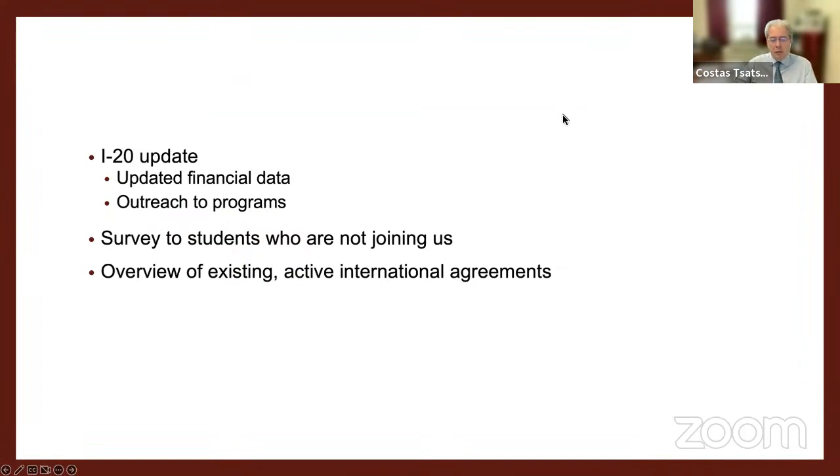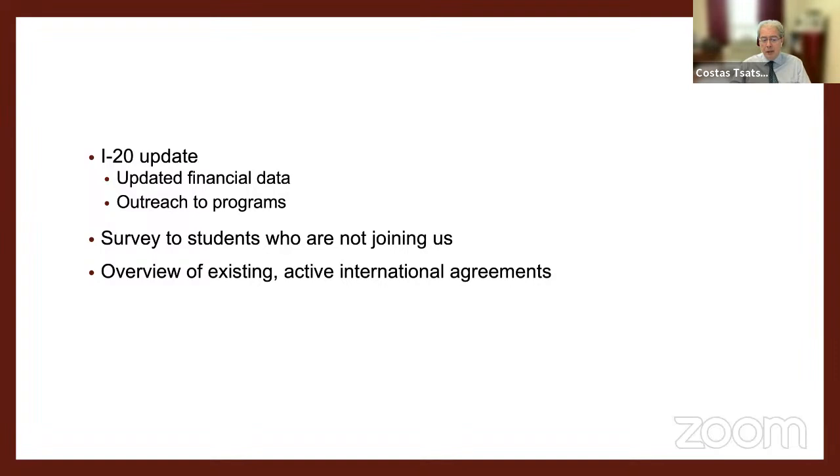Some of you may have noticed that there is an update on the financial data in I-20s. We have gone through an internal audit to identify what exactly is the financial information that should be included in I-20s. For those of you who do not know what an I-20 is, it's the official document that we need to provide to international students to show that they have the resources to attend our institution for 1 year, and it's necessary for them to receive a visa when they make an appointment with an embassy.